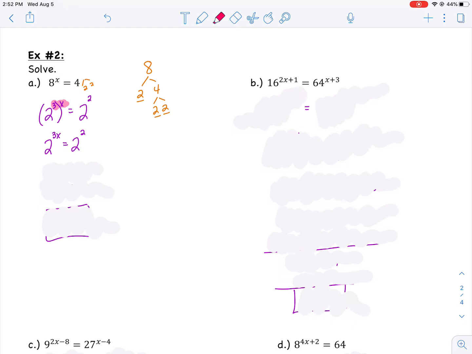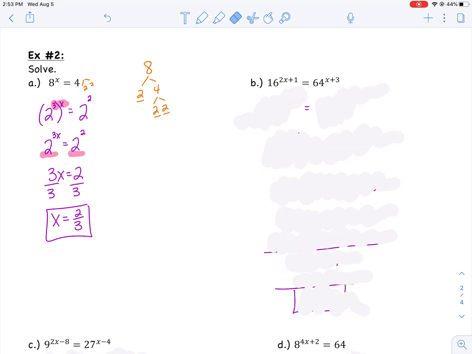And now what do you notice? The bases are the same, right? And as soon as my bases are the same, then I can say that my exponents should be the same. They should be equal. So I can make a new equation that says 3x is equal to 2. I can divide both sides by 3, and I ended up getting x equals 2/3. So on this one, I had to change both bases to get them to be the same, not just one.